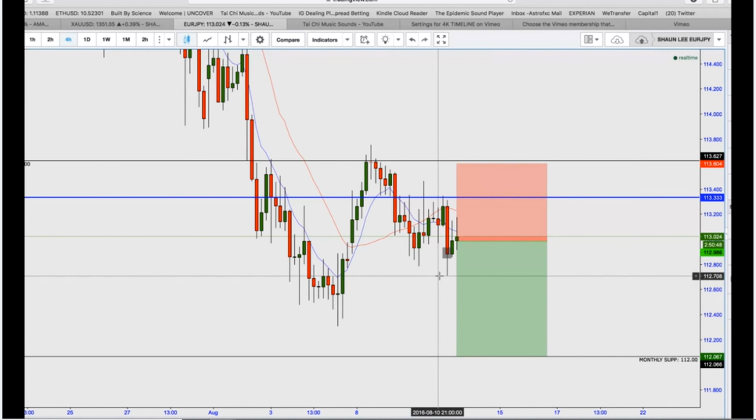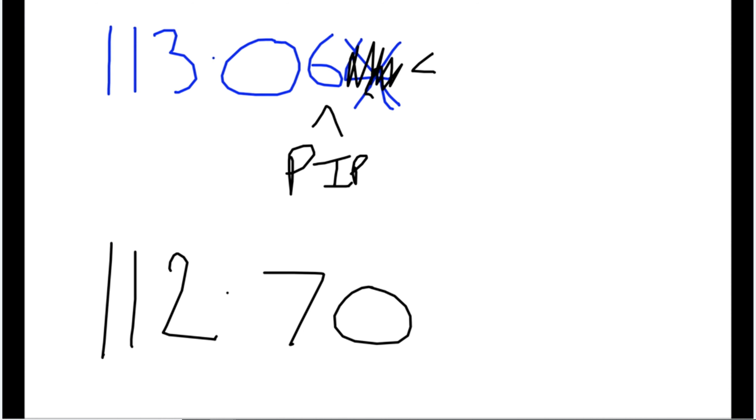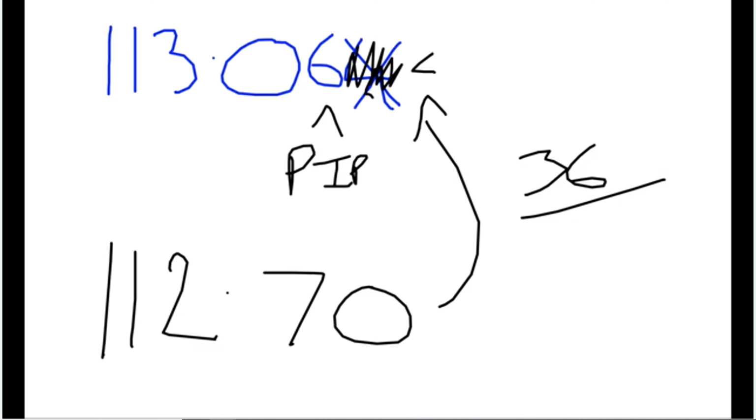So let's say the low today was 112.70. We can do this one in our heads. 70 to 06, 12 to 13, taking one away from the other. From the lows to the highs, guess what? 36 pips from the low to the high today. So with the yen pairs, we can ignore the third decimal. On the other pairs, we can ignore the fifth decimal. I just wanted to clear that up with everybody.